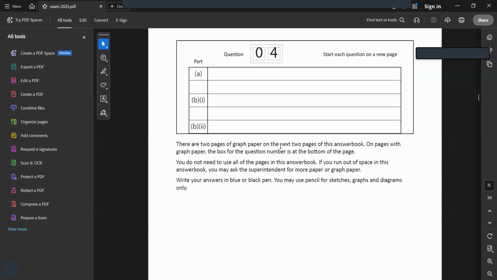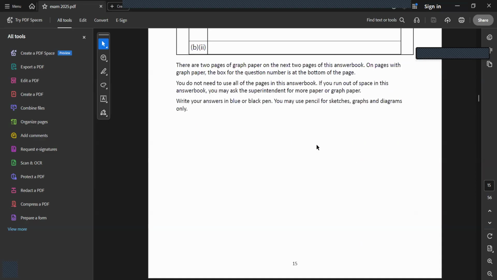There are 2 pages of the graph paper. Next to the pages in an answer booklet, or on the page with the graph, the box for the question number is at the bottom of the page. Write your answers in blue or black pen. You may use pencil for sketches, graphs, and that.